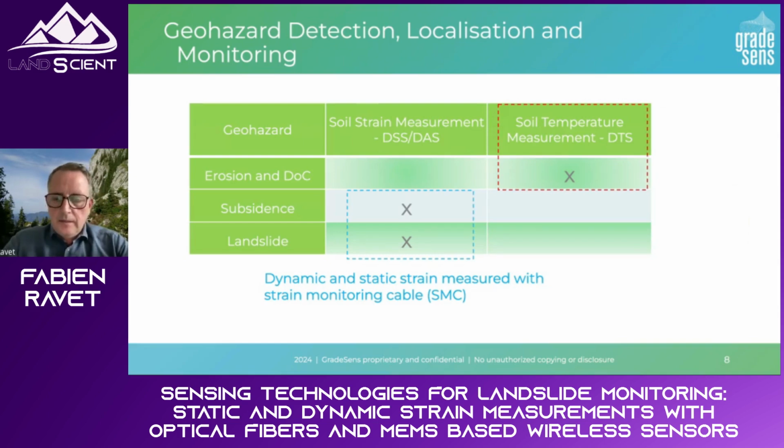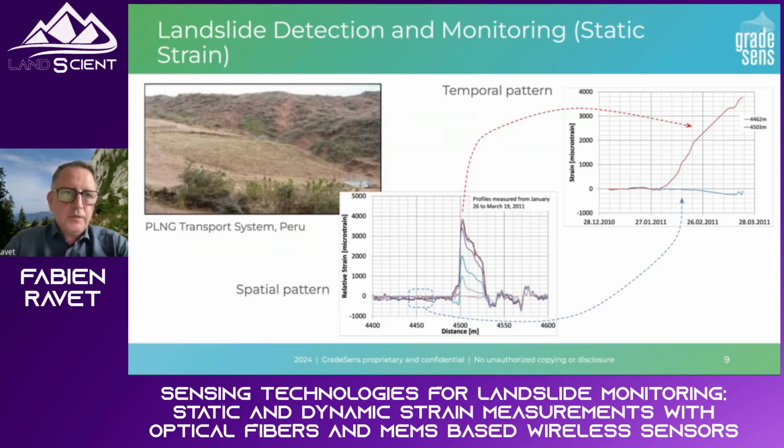For strain sensing, we need a dedicated strain sensing fiber or cable. Eventually, we can imagine having strain sensing elements embedded in a communication cable. For temperature, we can use a common optical fiber communication cable. And that kind of technology has been implemented in several projects for now more than 15 years. Here is an example. It's a landslide that was detected in 2011 in Peru on the PLNG transport system. So it's a natural gas transport system.